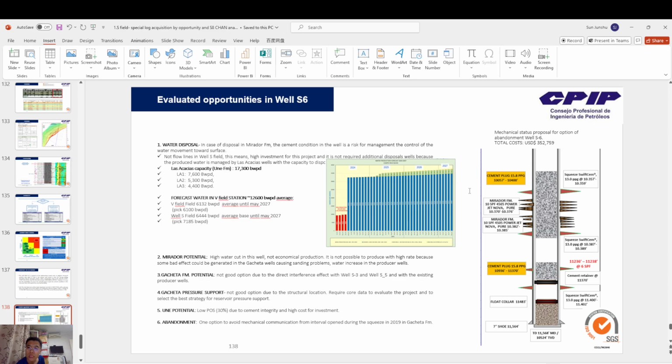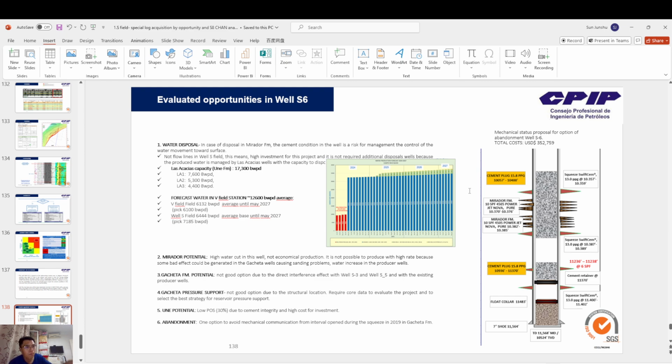Gajita formation potential. Not a good option due to the direct interference effect with S3 and S5, the existing production wells. Gajita pressure support. Not a good option due to the structure location. Requires a coordinator to evaluate the project and select the best strategy.